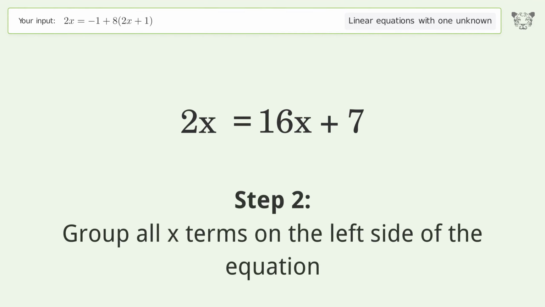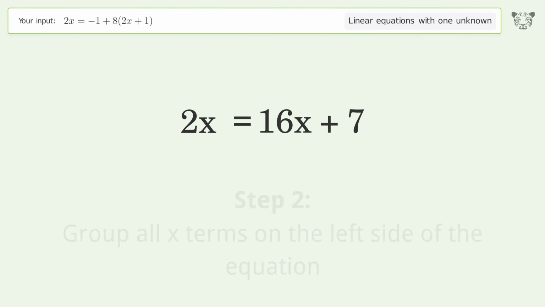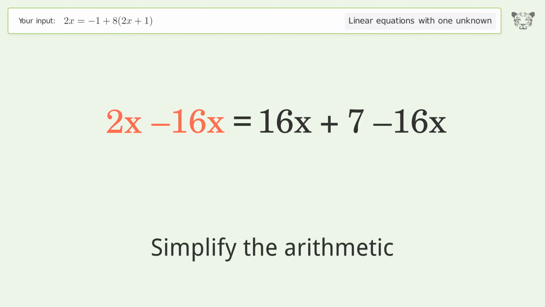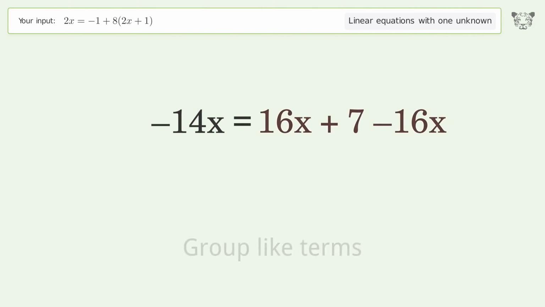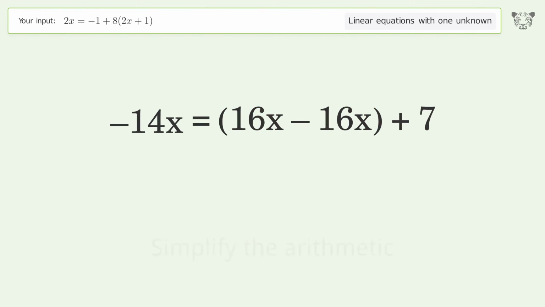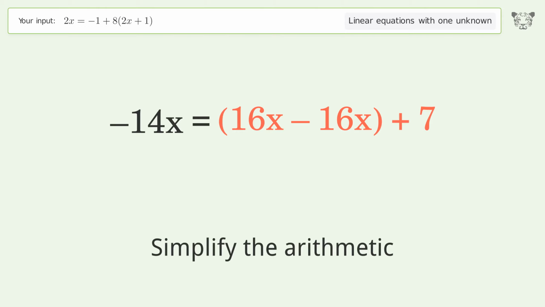Group all x terms on the left side of the equation. Subtract 16x from both sides. Simplify the arithmetic. Group like terms. Simplify the arithmetic.